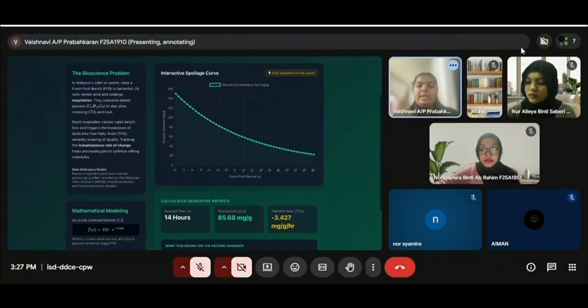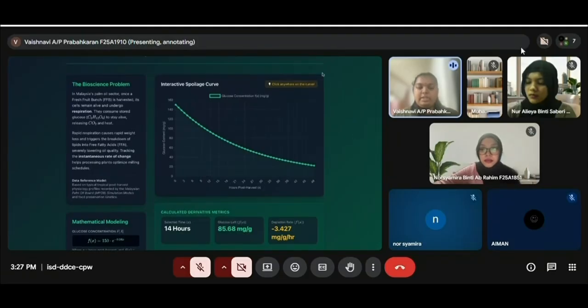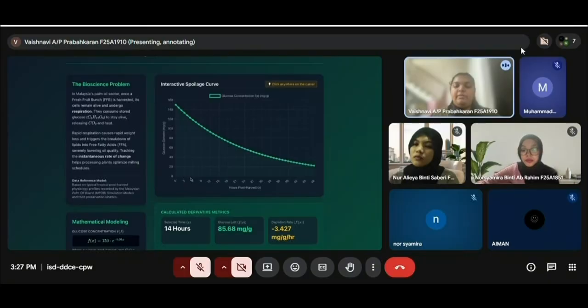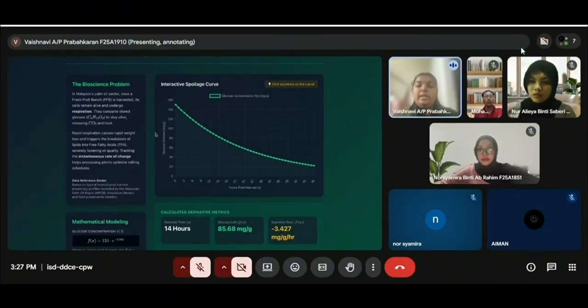So, next we have the interactive Spoilix curve. This graph shows how glucose concentration changes over a period of 48 hours after harvesting. The horizontal axis represents time in hours after harvest. The vertical axis represents glucose concentration in milligrams per gram. As we can see, the curve continuously decreases over time. It indicates that glucose is gradually being consumed through respiration.